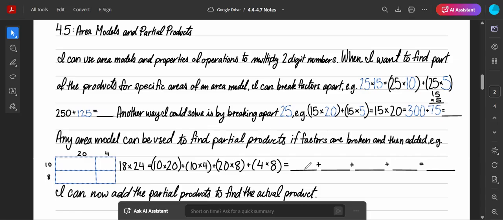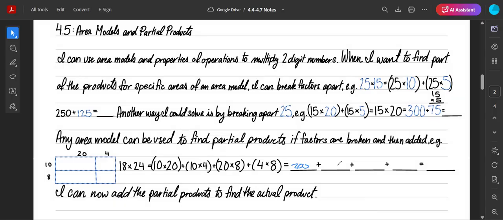10 times 20, that's going to give you 200. Then we have 10 times 4, and that's going to give you 40. Then we have 20 times 8, that gives you 160. And 4 times 8, which gives you 32. And then you would add all of them up.